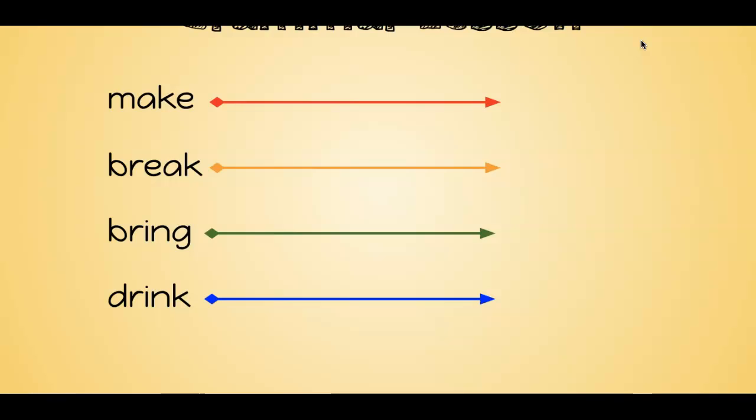The first word we have is make. We can't say maked, like I maked a cake. That sounds kind of weird. So we would say I made a cake. So the past tense of make is made.